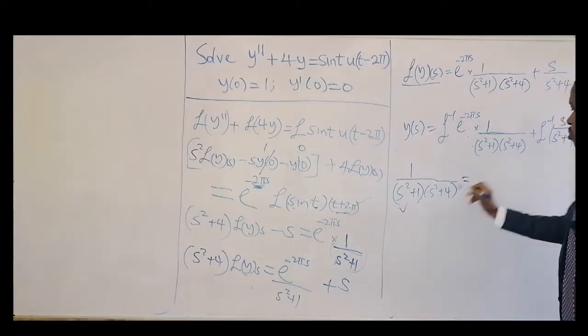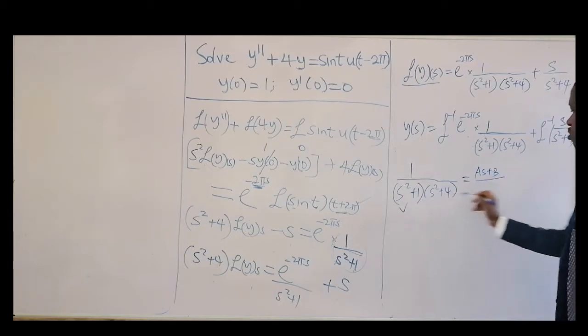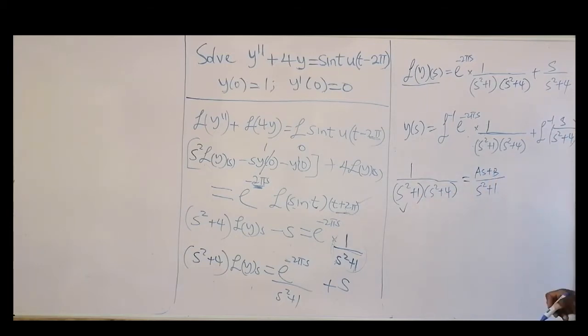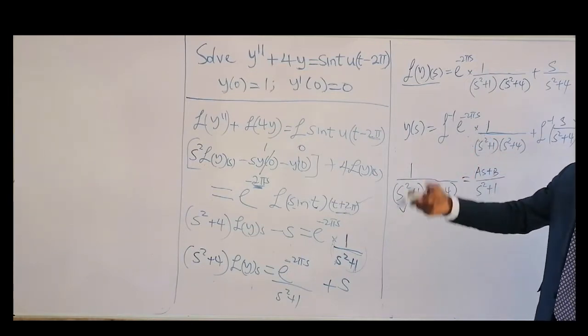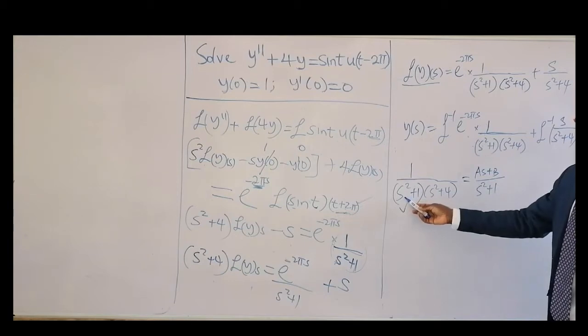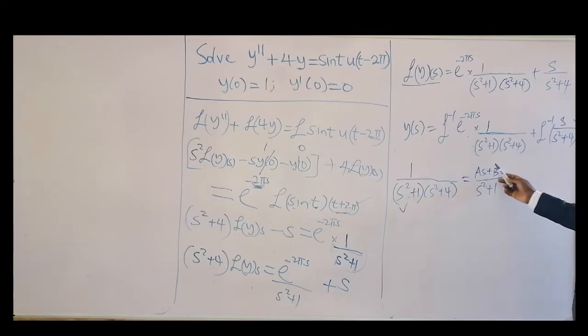So for this one, it will be As plus B over s squared plus 1. If you are solving a partial fraction and you have a quadratic at the denominator which you cannot factorize, it's very simple. You write a linear term, As plus B, over this, then plus the next one also.